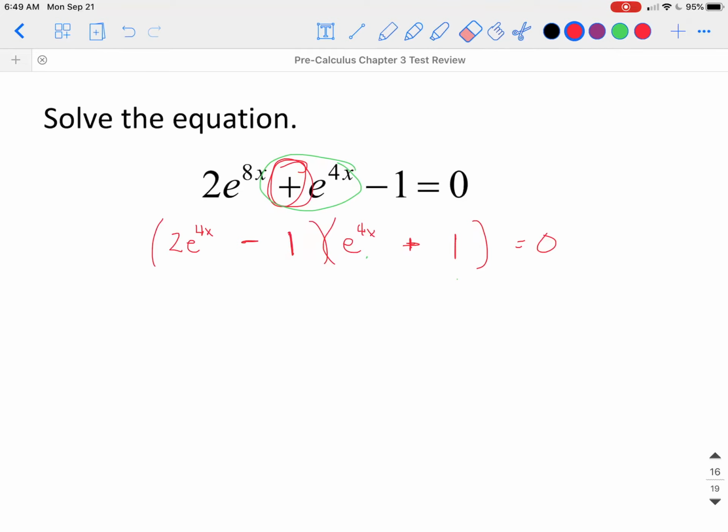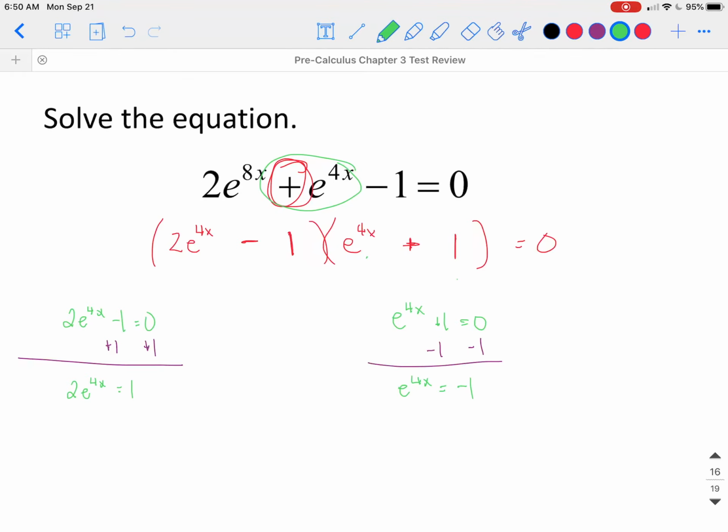Now we need to solve. So we are going to set each of these equal to 0, and we're going to solve. So if we add 1 to both sides here, that's going to leave us with 2e to the 4x is equal to 1. If we subtract 1 here, we're going to be left with e to the 4x is equal to negative 1.